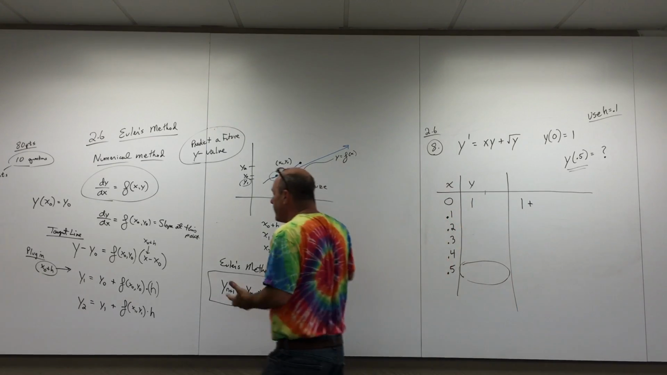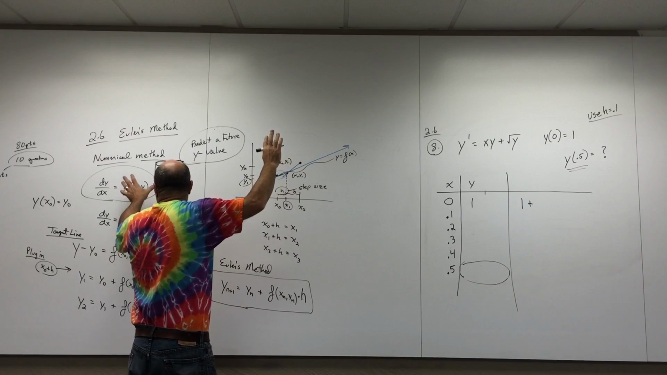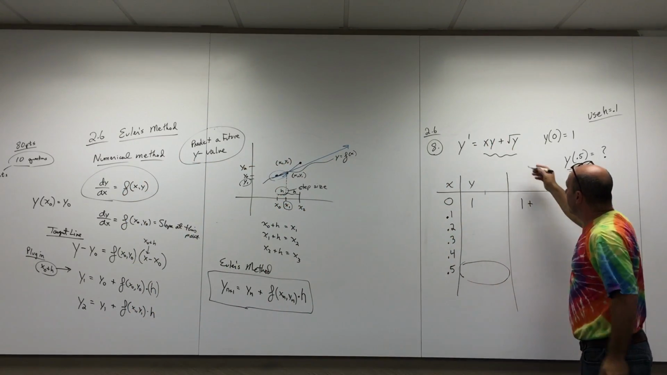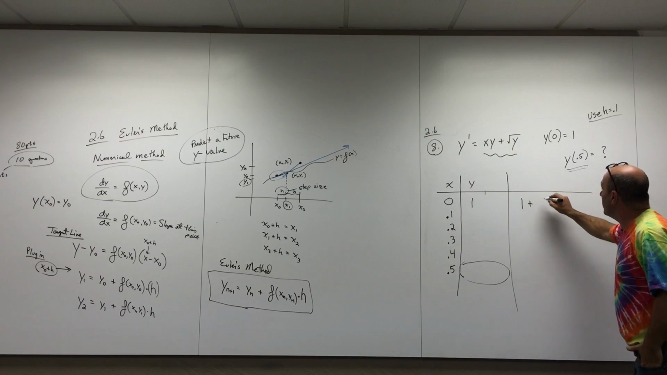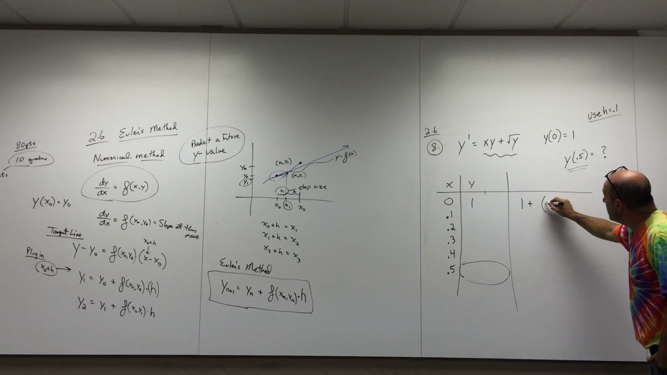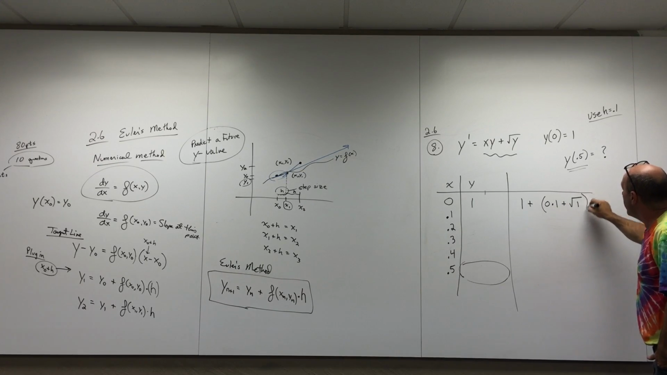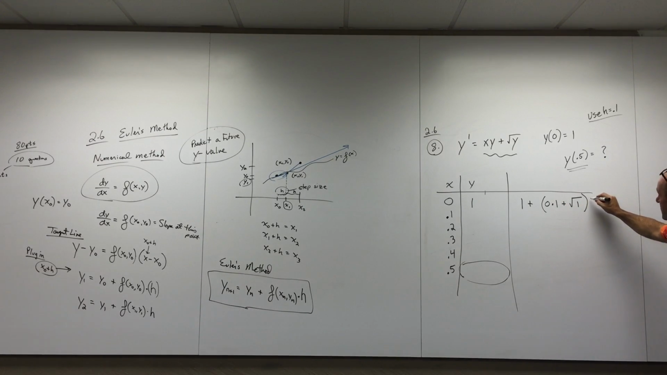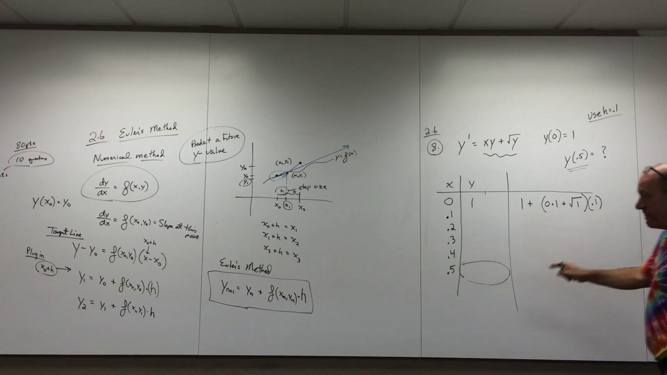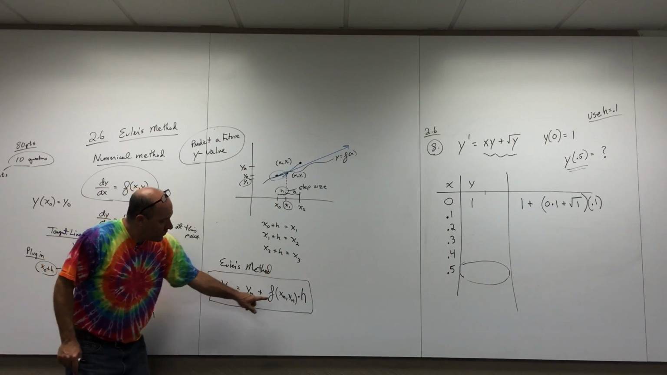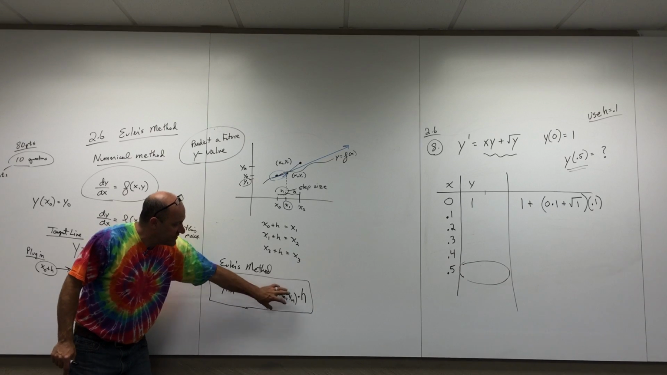Okay. Well, I'm going to make a chart to help me do this. And on tomorrow's test, I might have a chart set up for you. I'm going to put my x's and my y's here, and start with my first x and first y. What is my first x? If x is 0, y is 1. That's that initial condition up there. That's my first x and my first y.